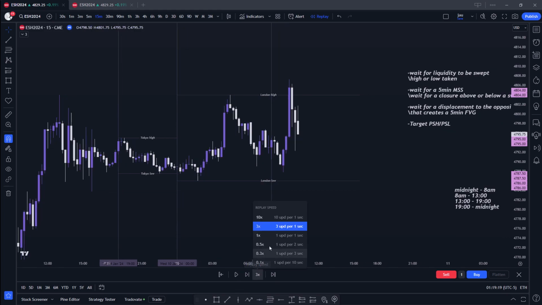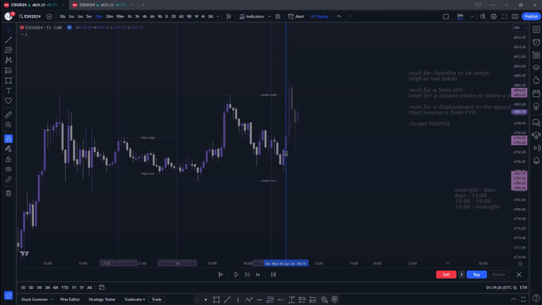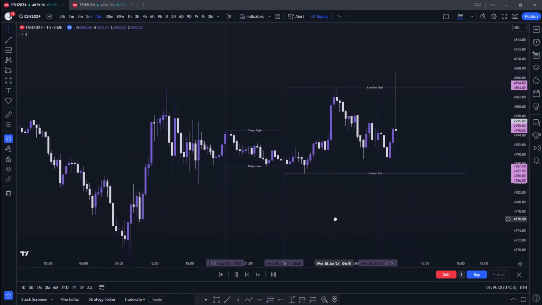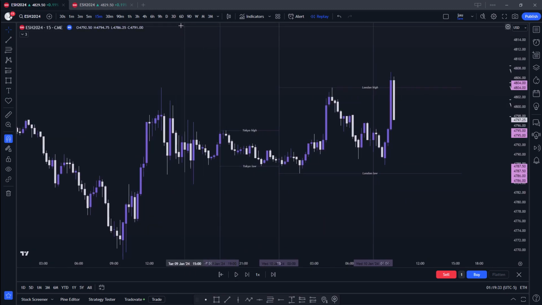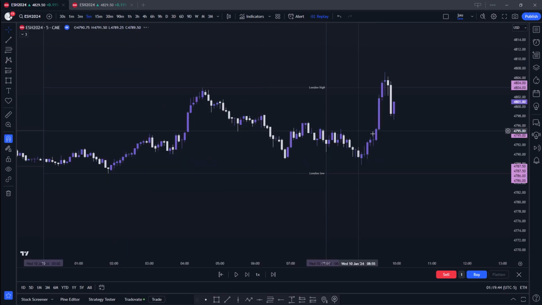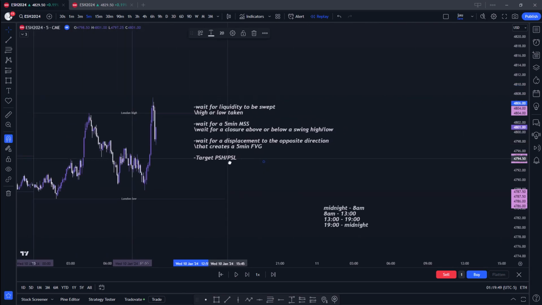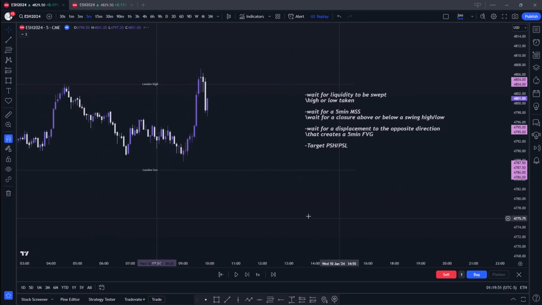Okay, I think that was a bit too fast. Let's go back there and rewatch that. Okay, there. So we see the London session high has been taken. Something interesting actually happened in this trade, but normally this is when I would go down to the 5 minutes chart. As we know, let's just pull our set of rules close to us.